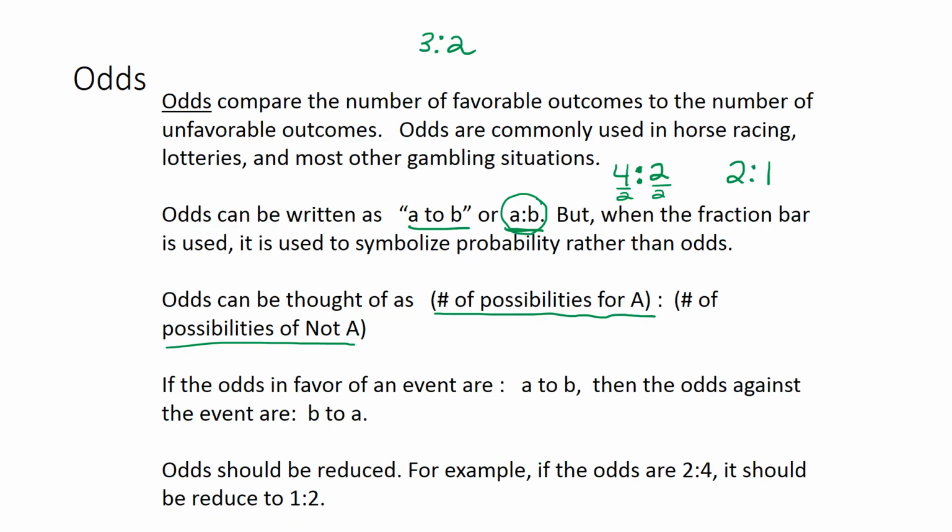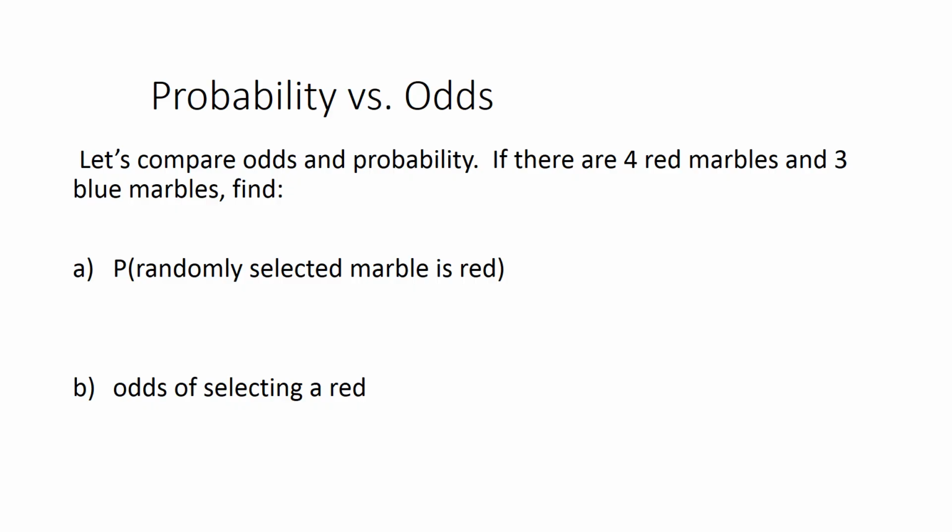If the odds in favor of an event are A to B, then the odds against the event are B to A. And I already mentioned that before. Odds are reduced. If it's 2 to 4, it should be reduced to 1 to 2. And the order that you write it is very important because 4 to 1 odds are a very good chance of winning. But 1 to 4 odds is not a very good chance of winning, right? So you have to write it the appropriate way.